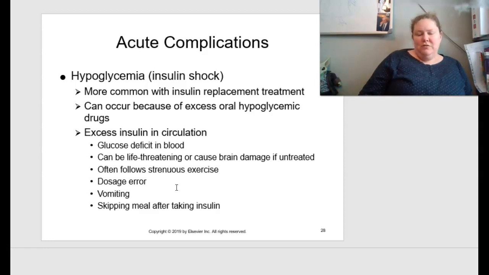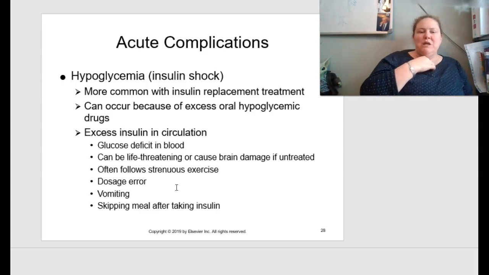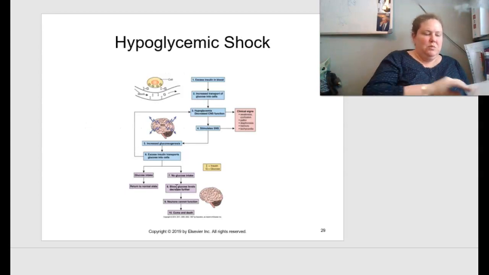This can often follow strenuous exercise, and I'm talking strenuous, right? And with diabetic complications, either a dosage error in your insulin, it can cause vomiting, and this can also occur from skipping a meal after taking your insulin. So you really need to make sure to pay attention to not go into hypoglycemic shock. And so this is figure 16.3, hypoglycemic or insulin shock.